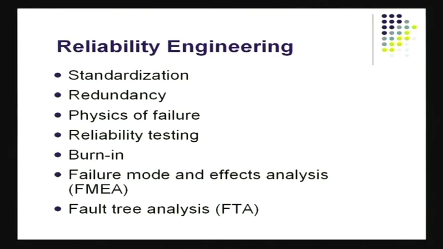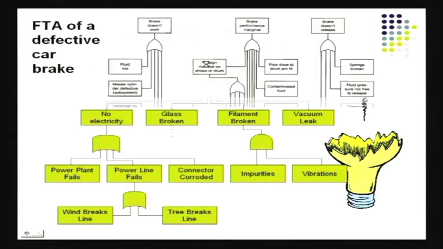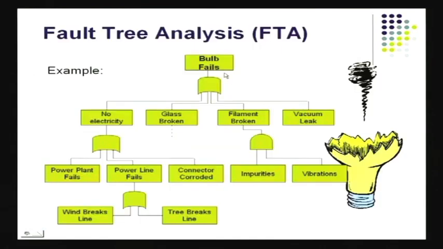Then there's some other tool called FTA. FTA is fault tree analysis. If something fails, take a look at its components and see how they are configured together. So if the bulb fails, as an example, if there is no light, it could be because of no electricity, or the glass is broken, or the filament is broken, or a vacuum leak is there. That's why the bulb has failed. There is no light. Then you look at the filament. Why did the filament break? Maybe there were impurities, or there was some vibration that caused it.